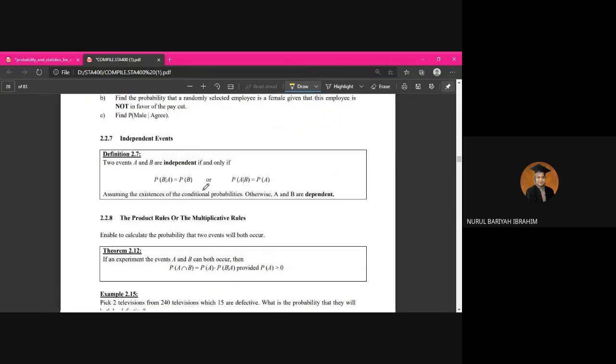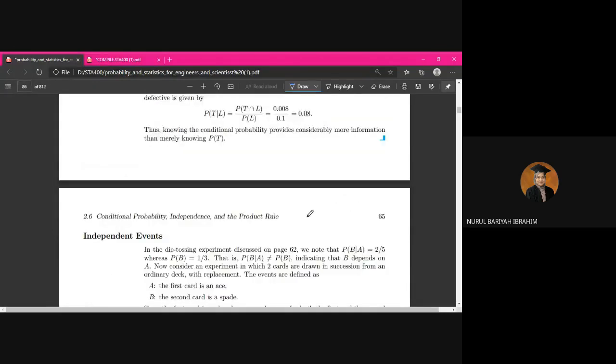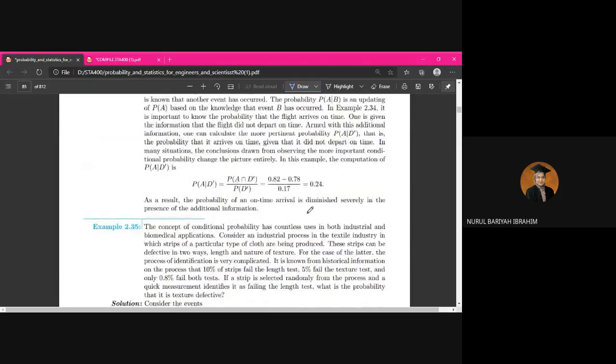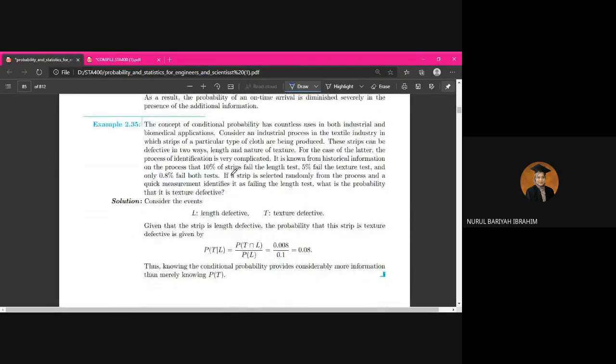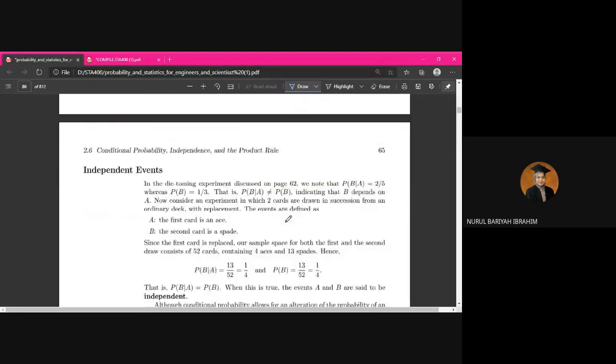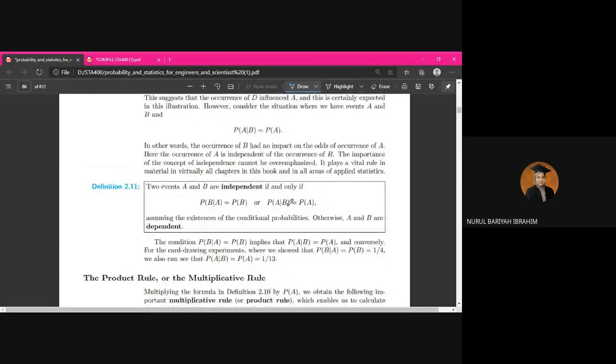Okay. Alright. The next one. Okay, dalam your textbook ni ada lagi some of the example, and together with the answer, you can read and observe. And then if you have any other question, you can ask later. Okay, so the other one is independent event. Two events, A and B, are independent if and only if this value fulfill.